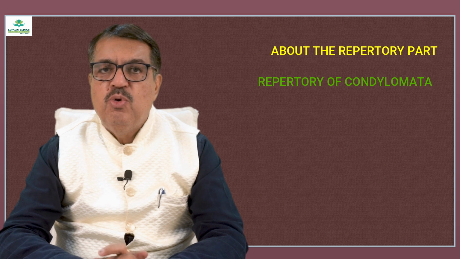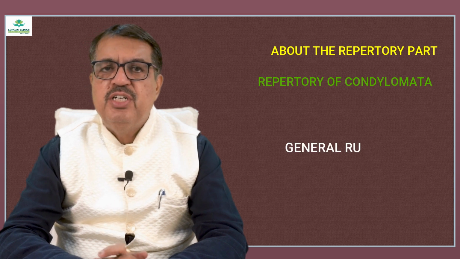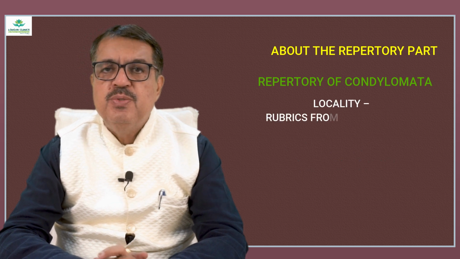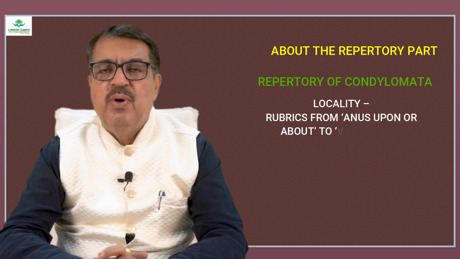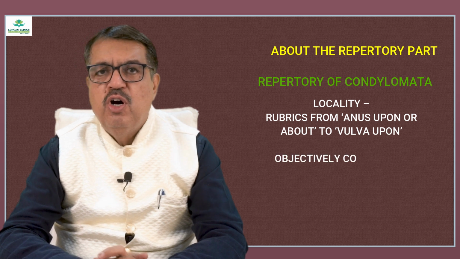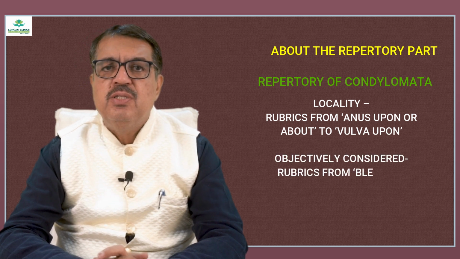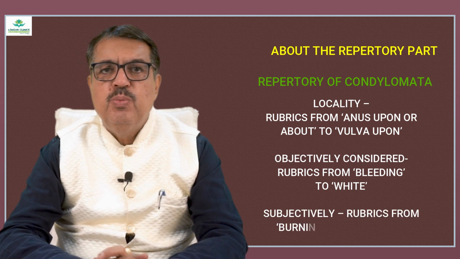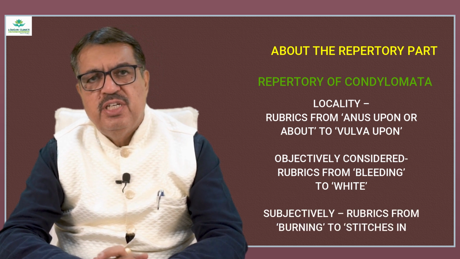Then the repertory of condylomata. Here you will find general rubrics. Subsections like locality. Rubrics from anus upon or about to vulva upon. Objectively considered, the rubrics from bleeding to white. Subjectively, rubrics from burning to stitches in.